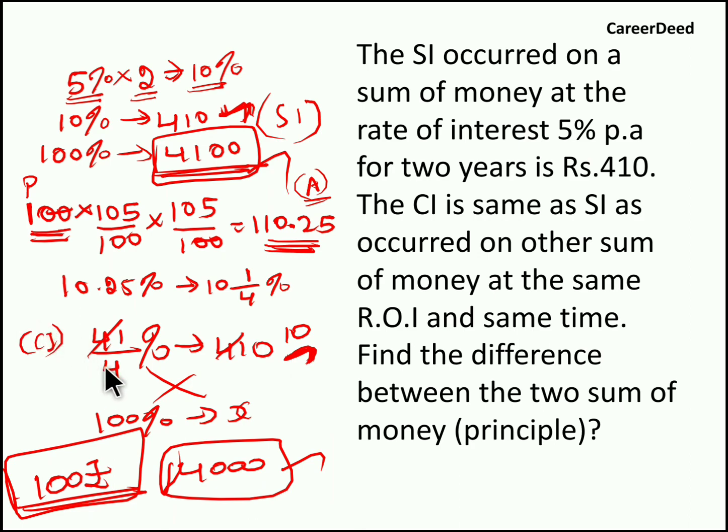We found the compound interest is 41 by 4%. So this 41 by 4% is 410. So 100% will be 4,000 rupees. Now the difference between simple and compound interest principal is 4,100 minus 4,000, which is 100 rupees. Now hope you understood the concept, right?